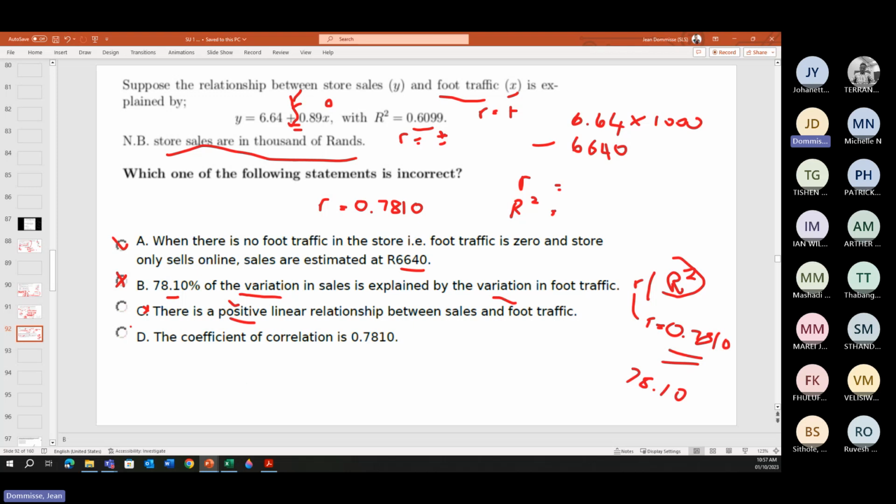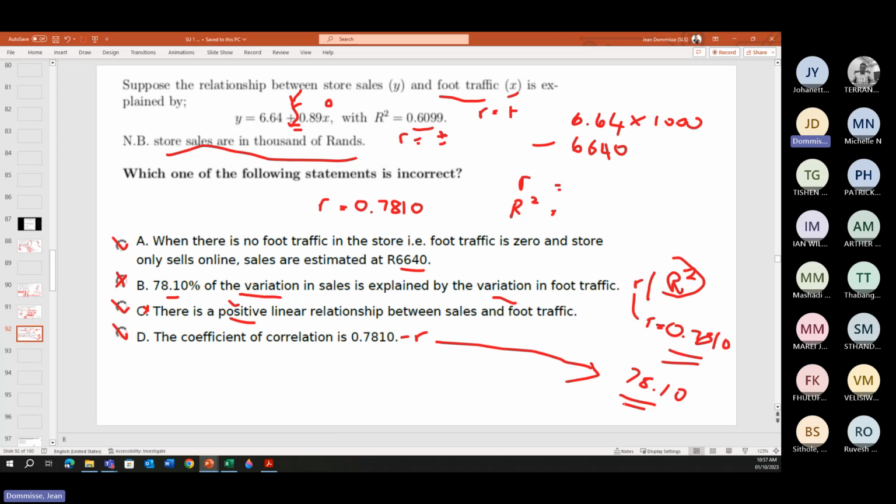Then the last one is the coefficient of correlation, which is R, and we've seen when we work it out, it's supposed to be 0.7810, which is correct. The other thing I wanted to say is that they could say it's a strong positive relationship. If you look at 78, that is a strong positive relationship. If it is less than 0.5 nearly, then it becomes weaker.